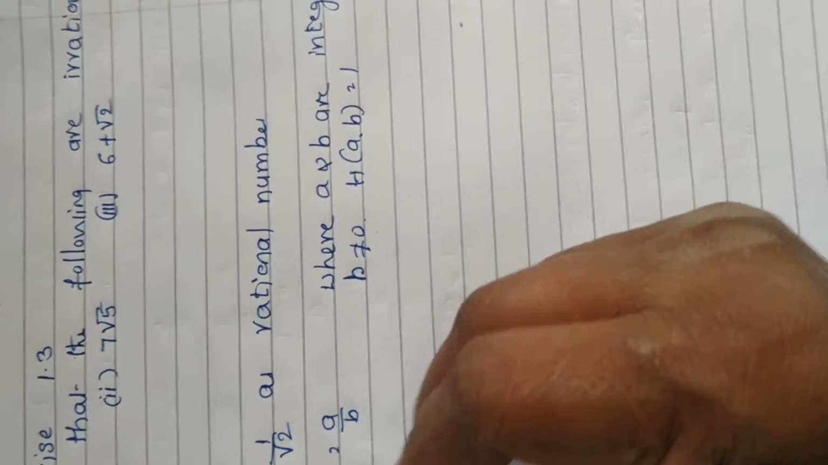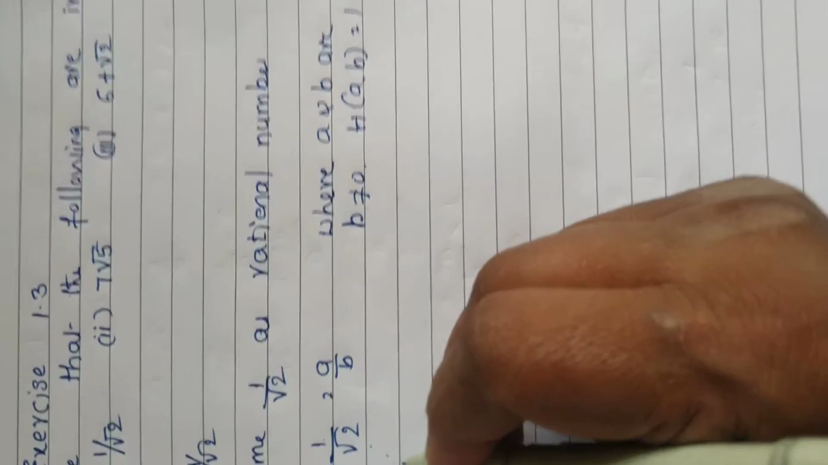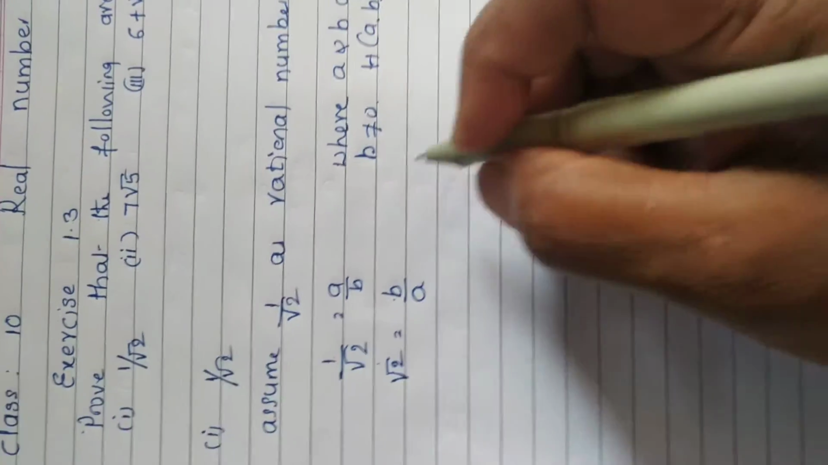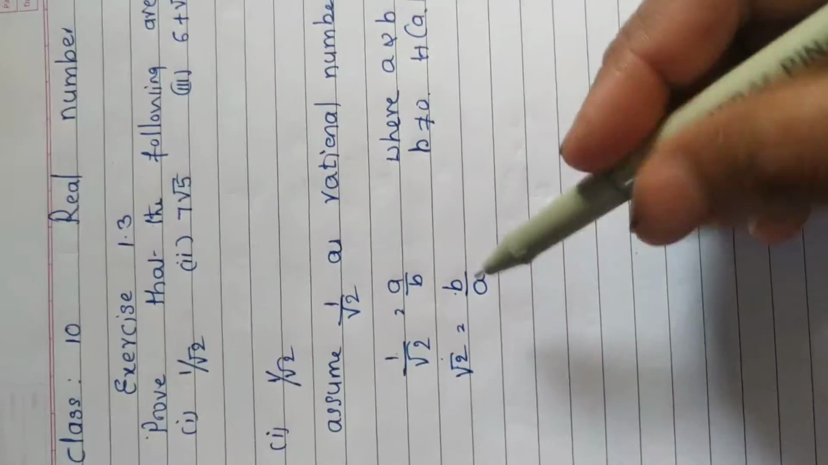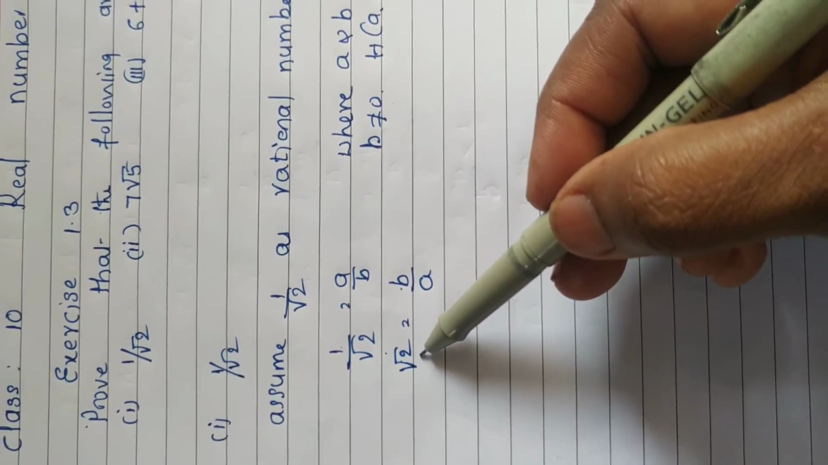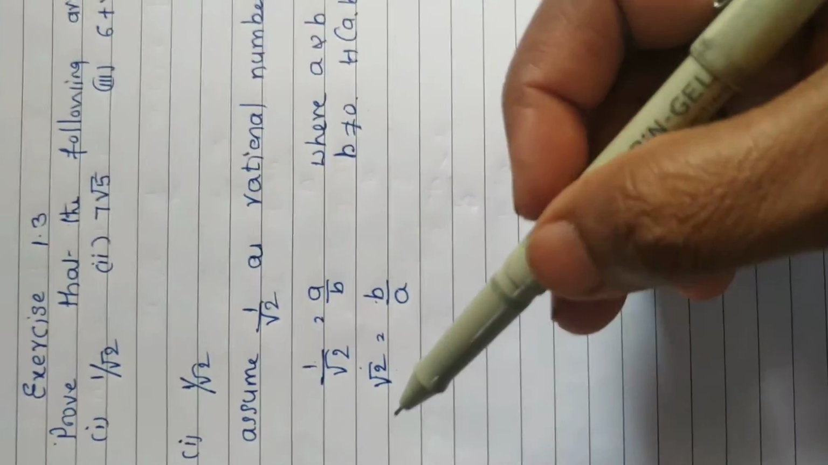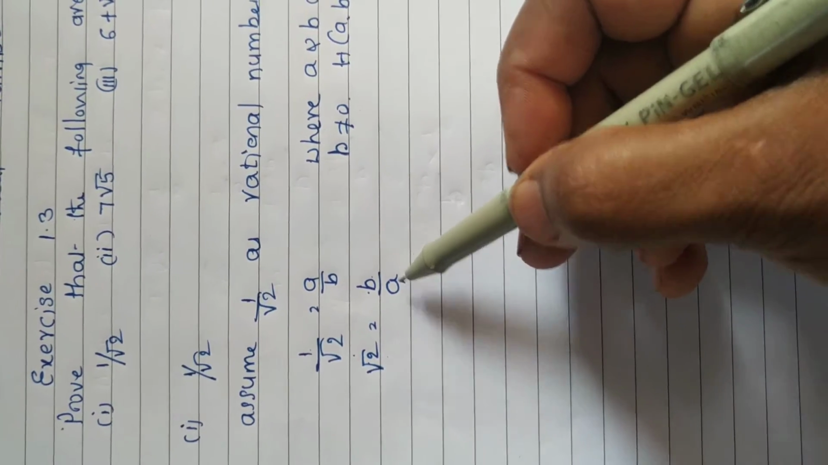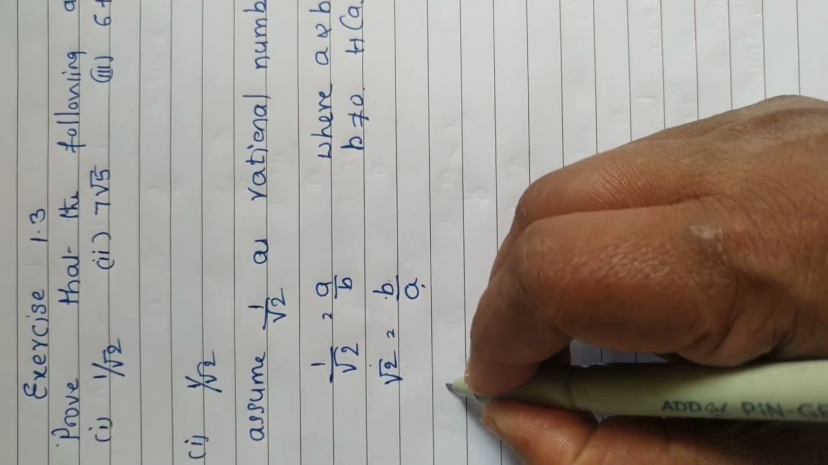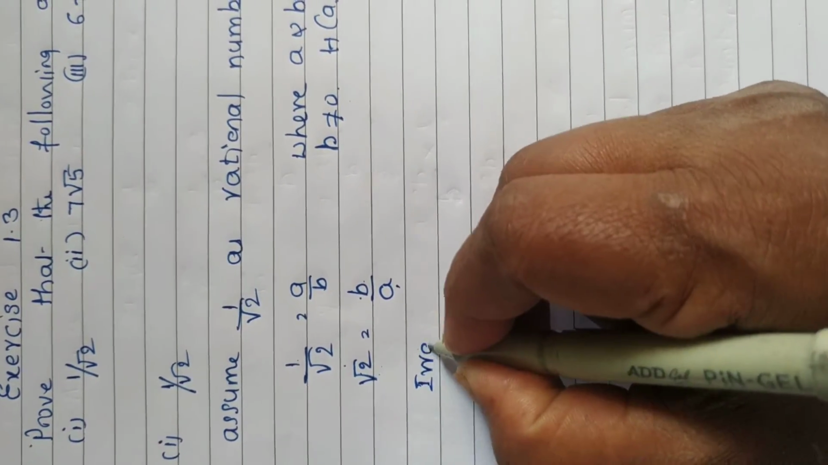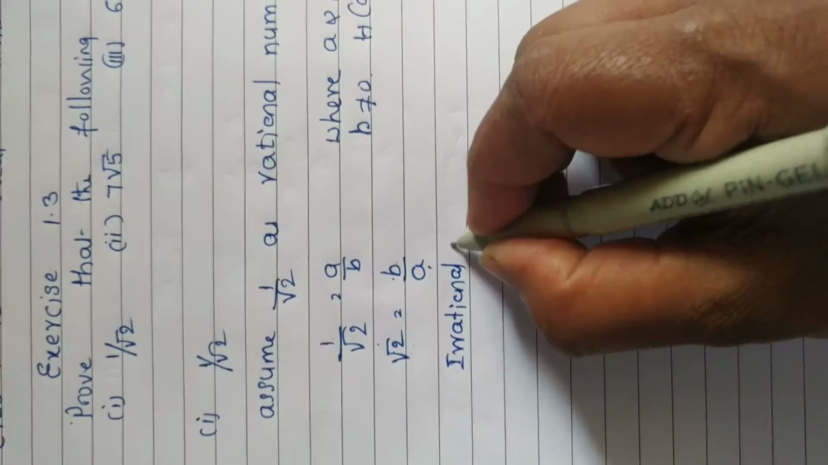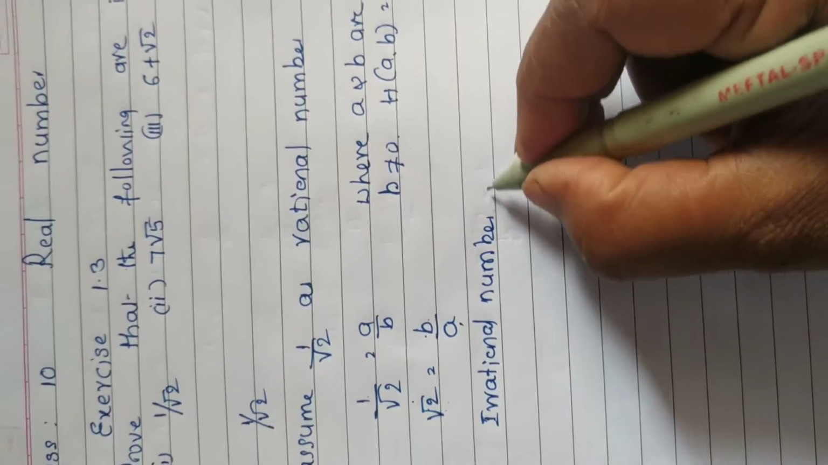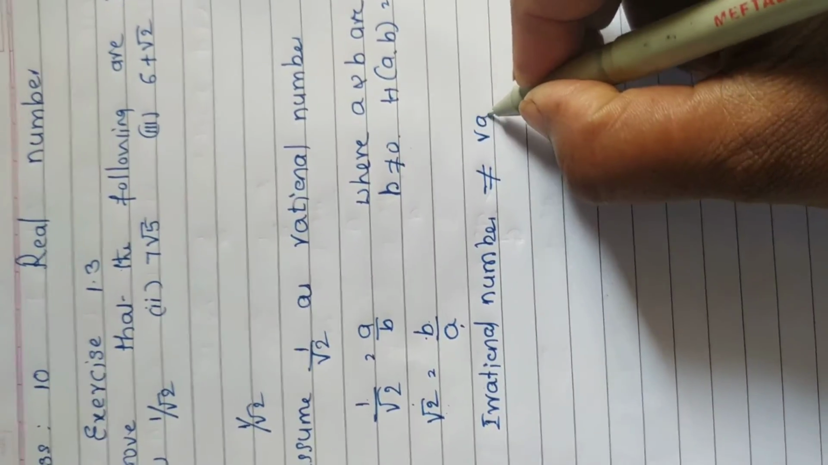Here 1 by root 2 is a by b, then root 2 is obviously b divided by a. Root 2 is already proved to be an irrational number, but b by a is a rational number. So the LHS is an irrational number, but an irrational number is never equal to a rational number.